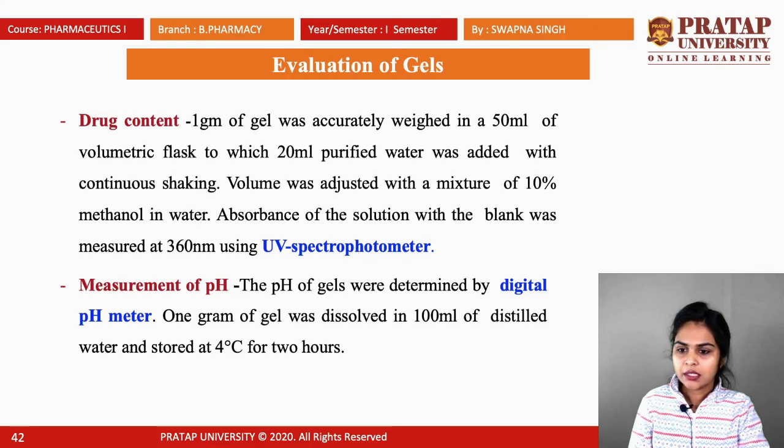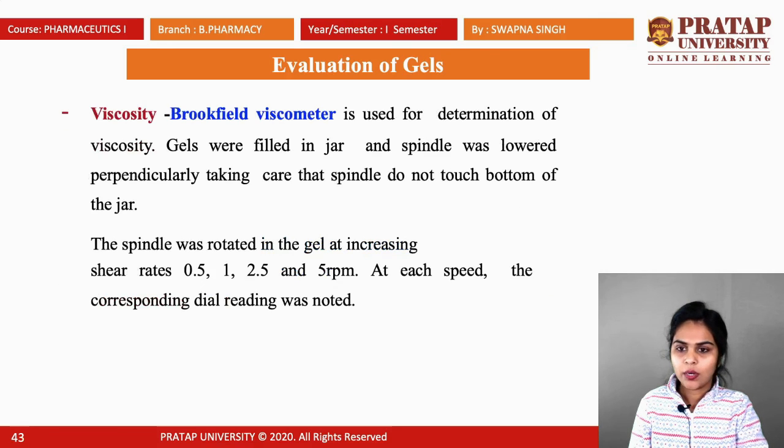Next parameter, that is measurement of pH. For that, a digital pH meter we can use for determination of pH. So 1 gram of gel was dissolved in 100 ml of distilled water and stored at 4 degrees Celsius for 2 hours. Third parameter, that is viscosity.